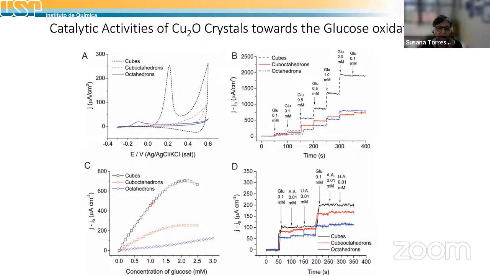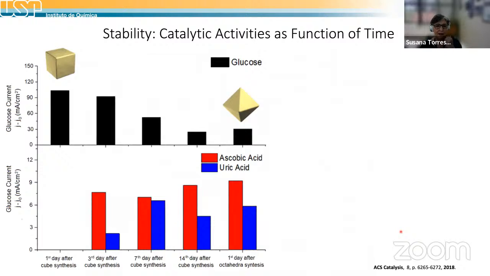But not only are they more active, they are also more selective only to glucose, and they are not selective for the octahedron or the spheres. They are not selective. So you can see how the facet that is exposed is important for the electrochemical reaction.